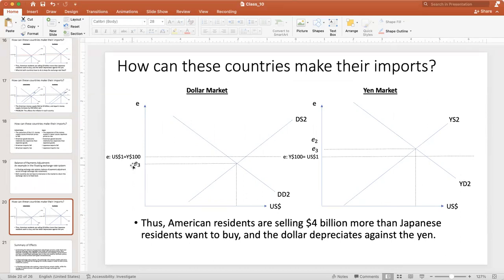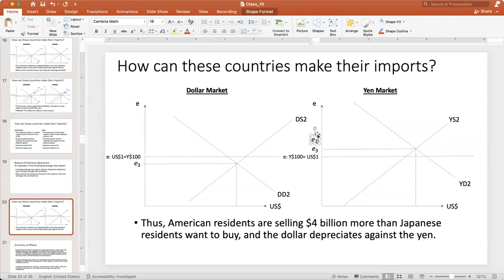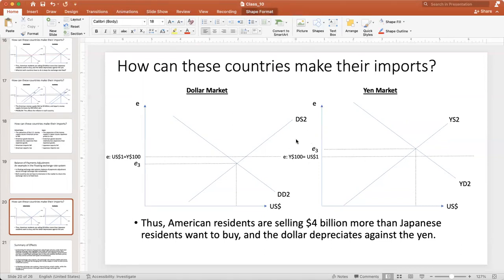Americans will face a depreciated exchange rate and Japanese will face an appreciated exchange rate. And that's it. And there is not a necessity to intervene. And because of the differences of exchange rate, well, the imports of Japan will rise, and the exports of Japan will fall.